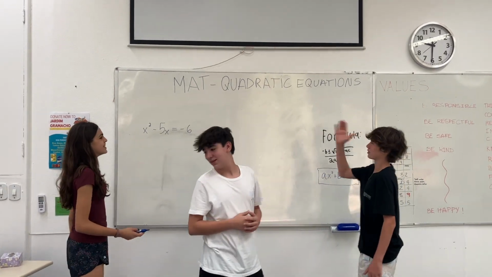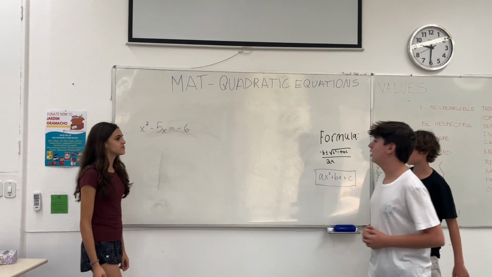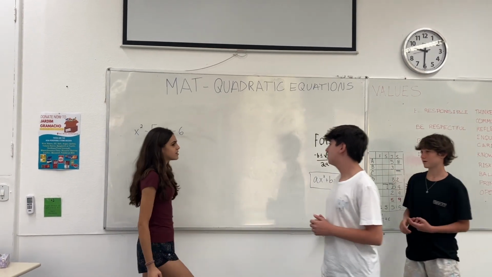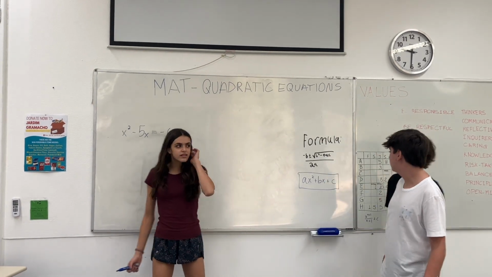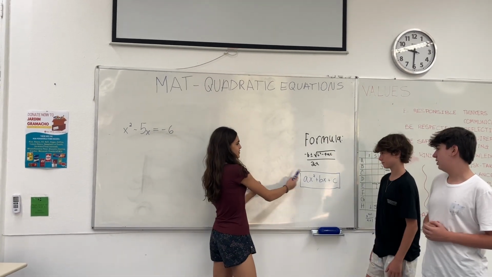So today we're going to do the quadratic equation. So let's start. This is our question: x squared minus 5x equals minus 6. So first, we need to get this formula.